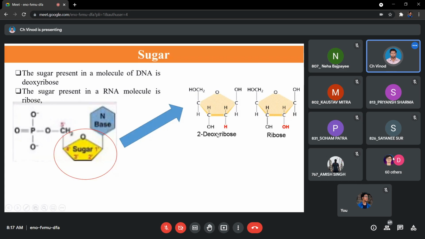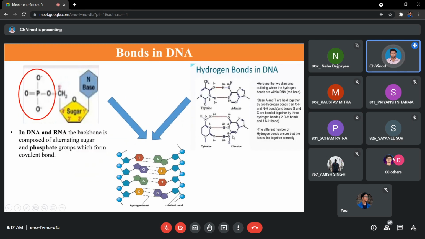Simple as that. Now comes the third factor called phosphate. How does the phosphate bind? Through an ester linkage. We have a phosphate and we have an oxygen here. The oxygen of the phosphate tends to interact with the fifth carbon of the sugar, and that forms something called a nucleotide. What is in a nucleotide? We have a base, we have a sugar, and we have a phosphate. This combination of three is called a nucleotide.